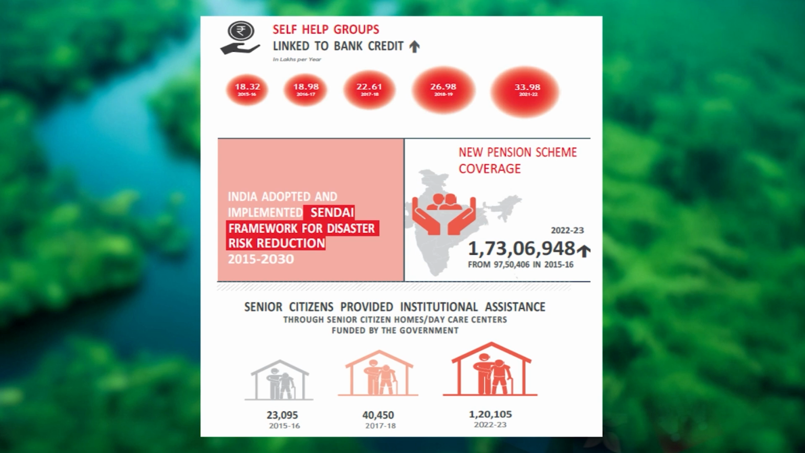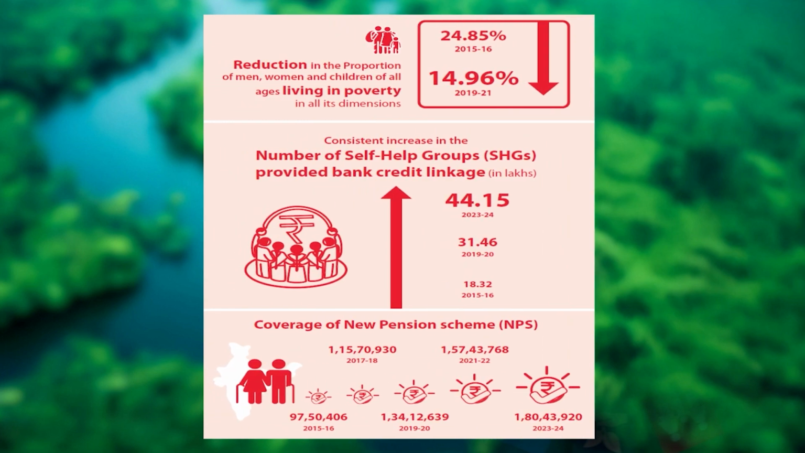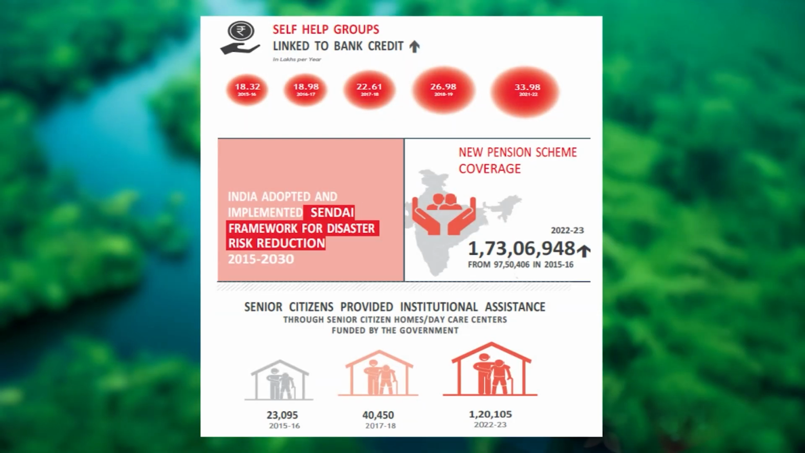Then, regarding the adoption and implementation of the Sendai framework for disaster risk reduction, in 2015 our country adopted it. And coming to the new pension scheme, in 2015-16 we had 97 lakh 50,460. Now how much do we have in 22-23? Here the figure has doubled: 1 crore 73 lakh 6,948 new pension scheme coverage.